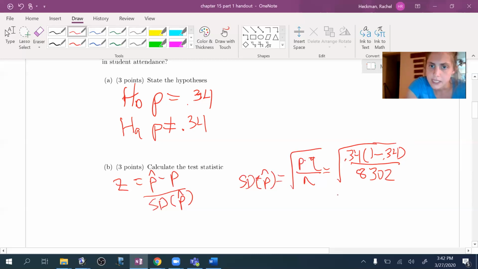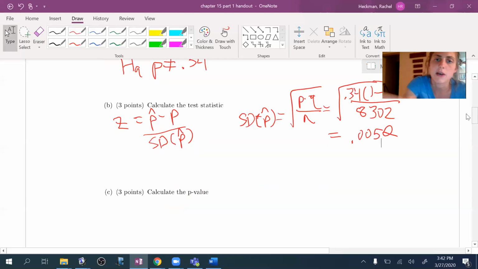So when I plugged this in my calculator, I got 0.0052. So now that I know my standard deviation in this problem, I'm going to go back to my z. P hat is always the proportion from the sample. So it has changed to 0.33. And P, I already indicated, was 0.34.